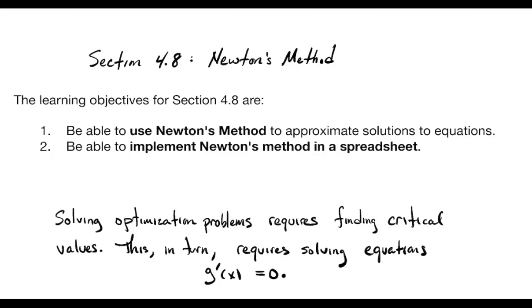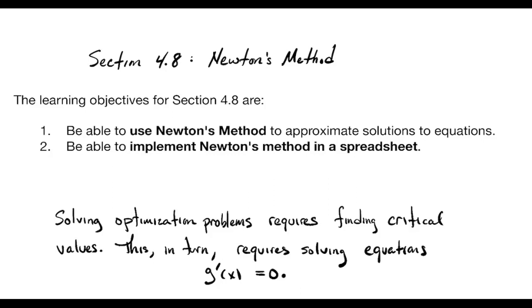In section 4.8, we're going to take a look at something called Newton's method, which is a numerical approximation algorithm to estimate zeros of functions, to find solutions of equations of the form f of x equals 0. All right, so you can see the objectives on the screen there. I want to show you what Newton's method is and how to implement the algorithm.